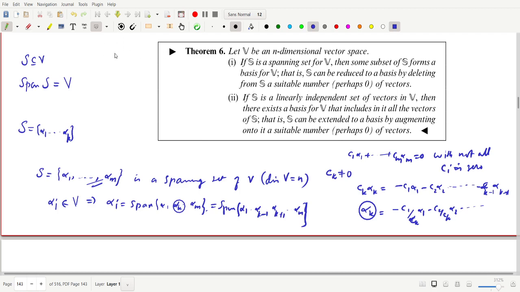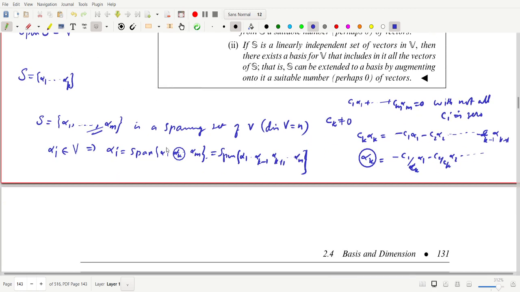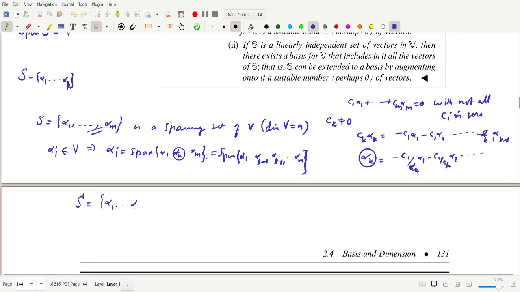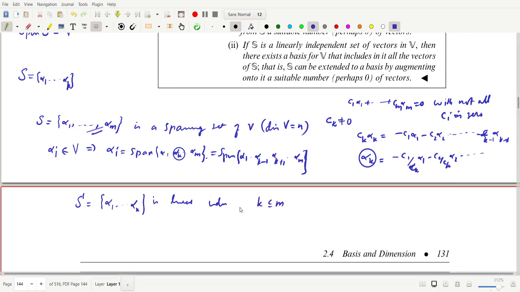Okay, using a similar argument, you can prove that every linearly independent set can be extended to a basis. Okay, we know that if you have a linearly independent set, say S prime, consisting of vectors alpha 1 etc. alpha k, is linearly independent, we can say that then k is always less than or equal to m. We already discussed that every linearly independent set contains fewer elements than the basis. Okay, so if the dimension of V is n, then k is always less than or equal to n.